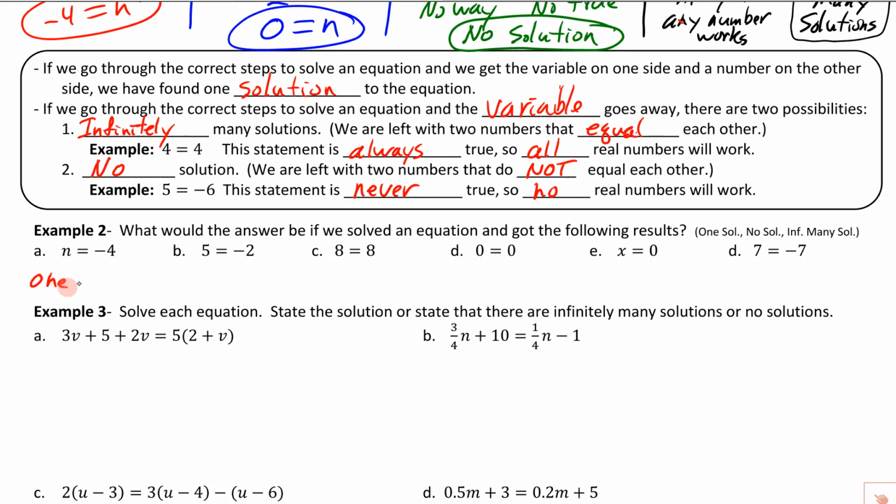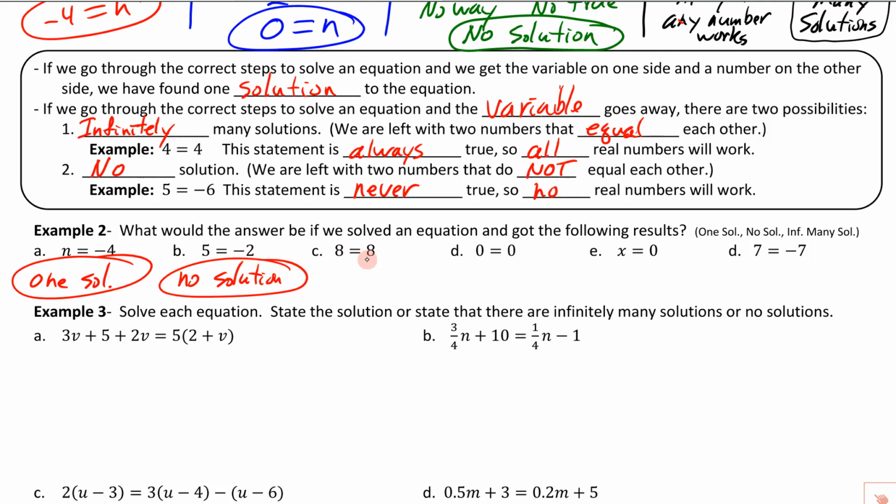Well, that would be one solution, and I'm going to put a period at the end of SOL. So one solution right there. What if we ended up with 5 equals negative 2? Well, stop and think about that. This says the number 5 equals the number negative 2. Well, that's not true. That would never be true, so there is no solution. No solution. So I'm going to circle that one.